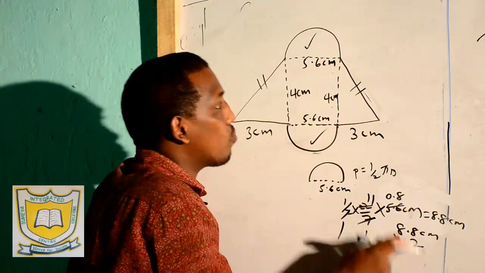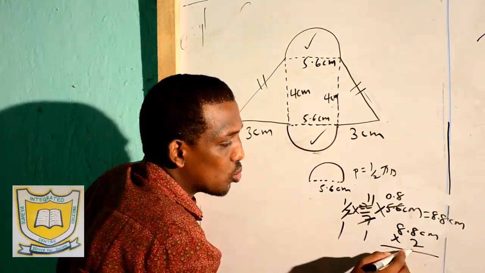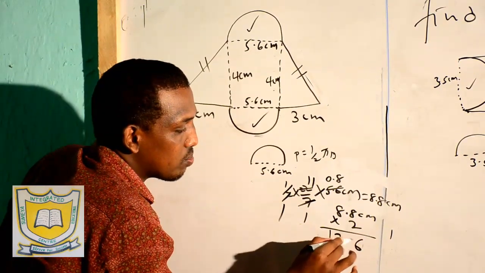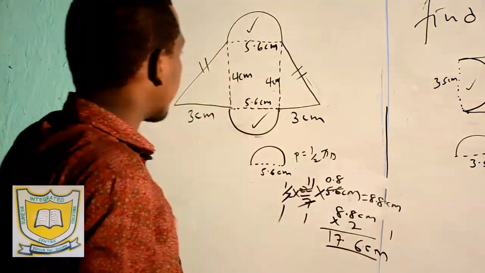Where is times 2 from? I said there are 2 semicircles here. So times 2, they are the same. In short way, 8 times 2, 16 carry 1, 16 plus 1, 17.6 centimeter. So we are through with the 2 semicircles.